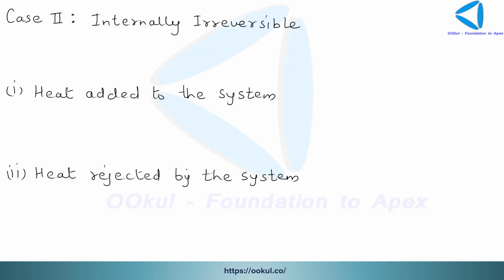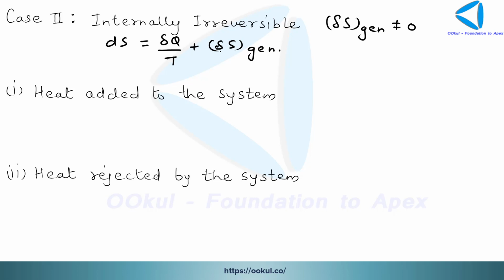Now moving on further, we have the case of the internally irreversible process. Internally irreversible means entropy generation will be there, or entropy generation will not be equal to 0. So the general expression remains as such, that is δQ by T plus ΔS generation. Why am I writing it ΔS? Because it is a path function, and for path functions we write Δ, like heat is a path function, so we write δQ. Whereas entropy S is a point function, or a property, so we write dS.